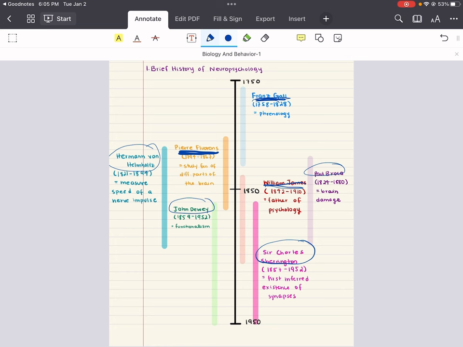Future directions in neuroscience continue to evolve with technologies like functional MRI, which has really helped scientists learn about the brain and unravel the brain's mysteries. As we build upon the legacies of these 19th century scientists, our understanding of the brain and behavior continues to grow. Now, with that brief history of neuropsychology, let's move into our second objective, which is on the organization of the human nervous system.